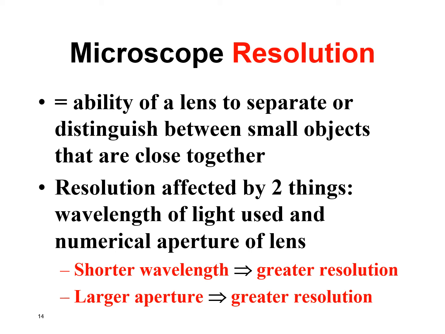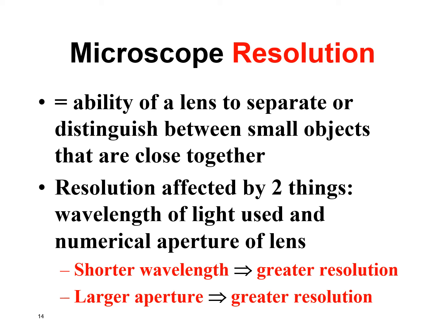The wavelength of light that we use affects the resolution. So the shorter the wavelength of the light that we use, the higher the resolution. With the visible light that we use, the blue and violet wavelengths will give you higher resolution. And then also with our microscope, the larger the aperture of the lens, the higher the resolution as well. We'll get to what the aperture of the lens is in just a minute.